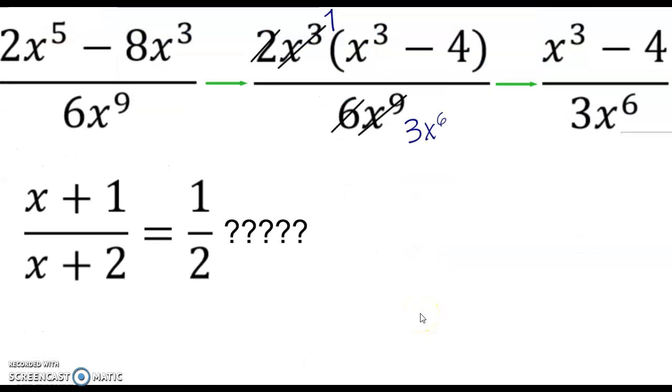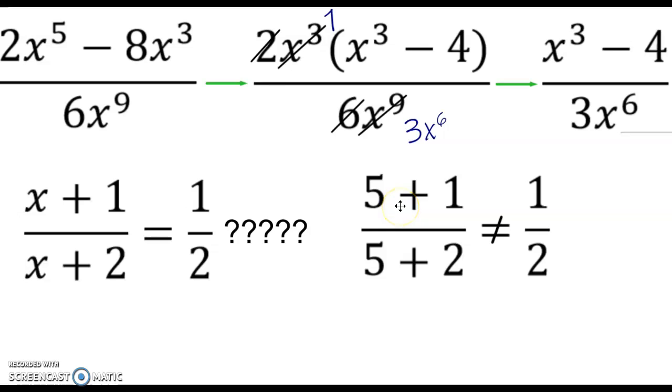One of the most common mistakes that people make when they simplify fractions is they cross out, for example, like this, the x's. This is different than what we did up here because of this addition in between them. It's more easily seen why we can't do it in a problem where we have numbers. If we had 5 plus 1 over 5 plus 2, that would not reduce to 1/2. That would become 6 over 7.